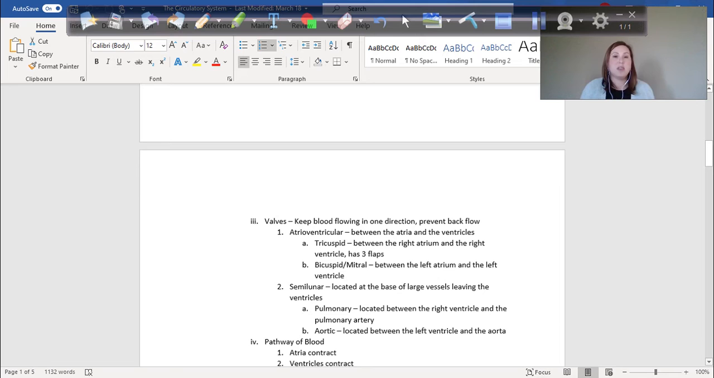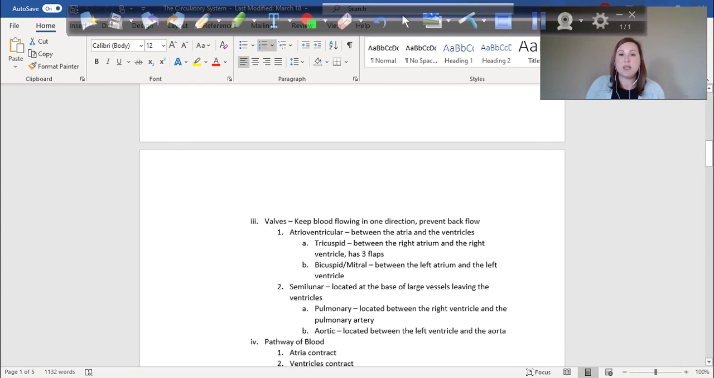So the valves, those are flaps of, we talked about the tissue, that endocardium has a smooth muscle tissue, and there's valves in between each chamber of the heart as they're going in between chambers and as they're leaving the heart. So you have an atrioventricular valve. There's two of those because they're in between the both atria and ventricles, so it helps blood flow downward.